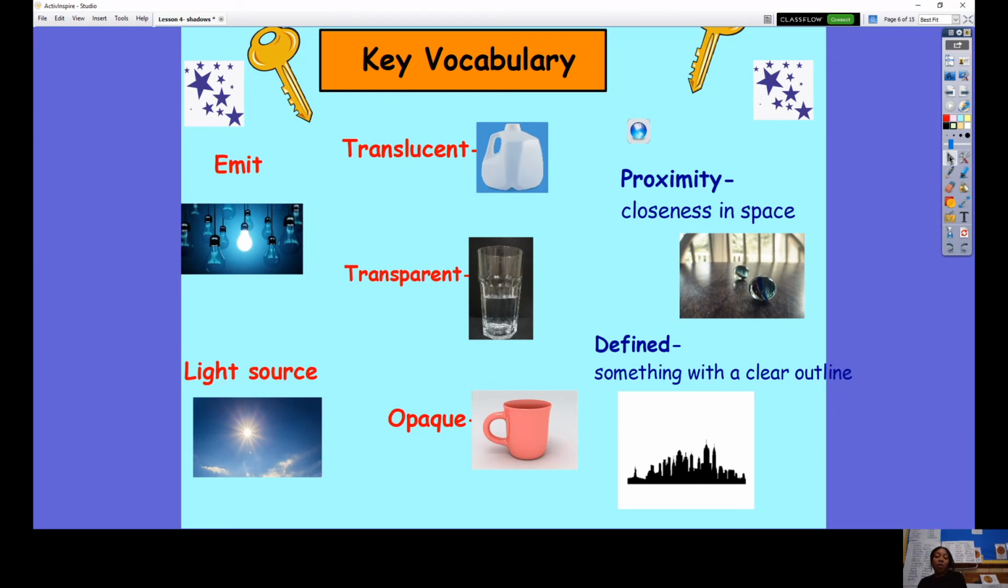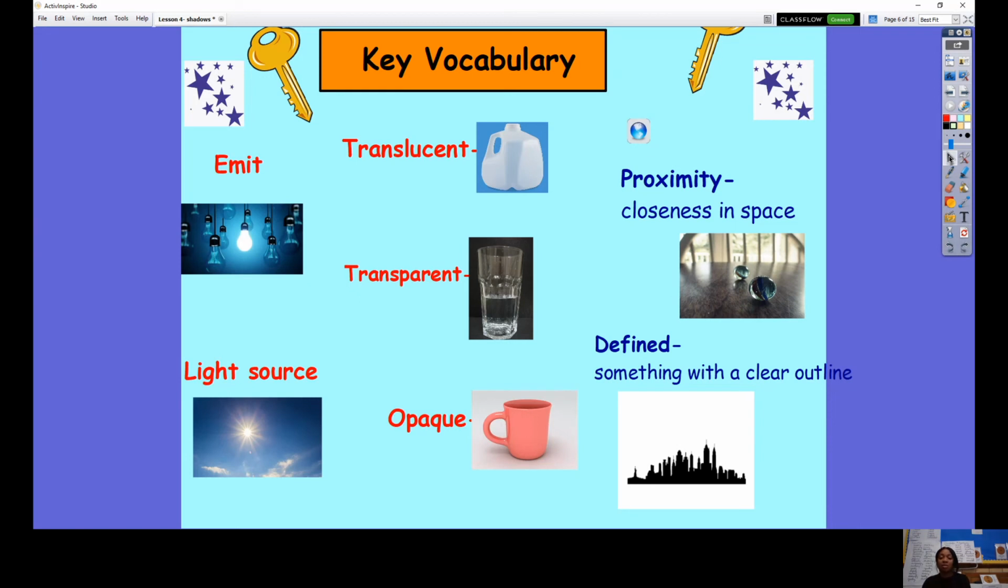Okay, now when you talk about objects and their relationship to light, there are 3 different words that you are going to be looking at. An object is either translucent, and that means it lets some but not all light through. Transparent. If an object is transparent, it lets most of the light through. Or the object will be opaque, and that means the object does not let any of the light through. It blocks the light.